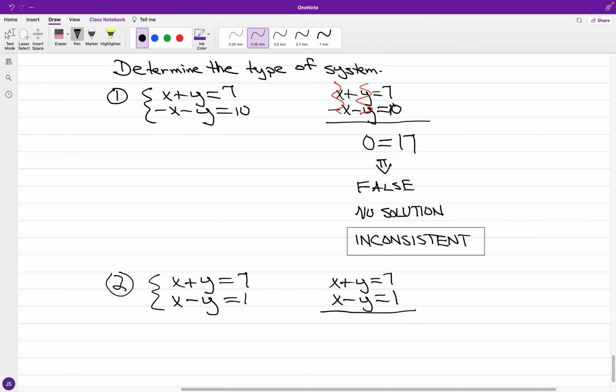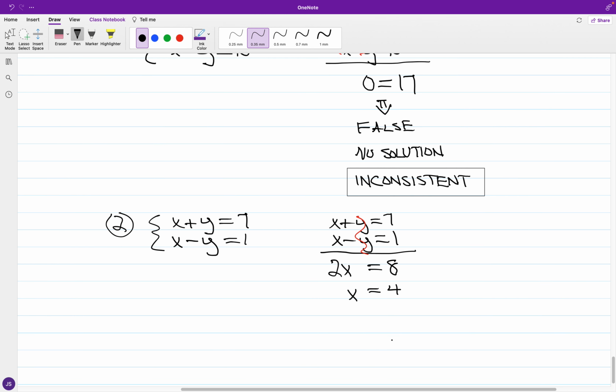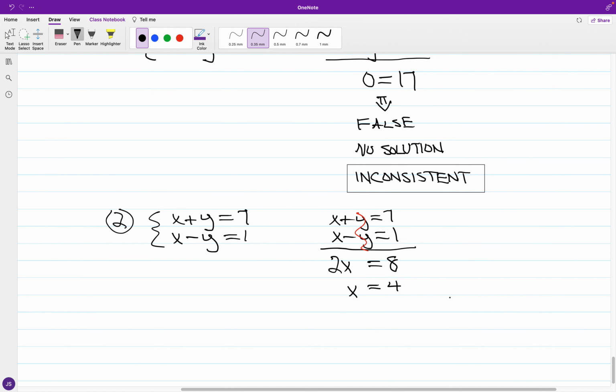And if I add the equations together, this time negative and positive y will go out, and I have that 2x is equal to 8. And from this, we have that x is equal to 4. And again, we have x plus y equal to 7, as well as x minus y equal to 1.